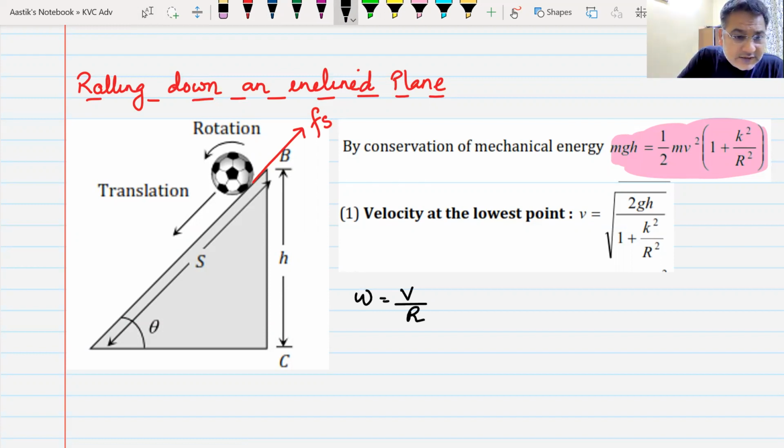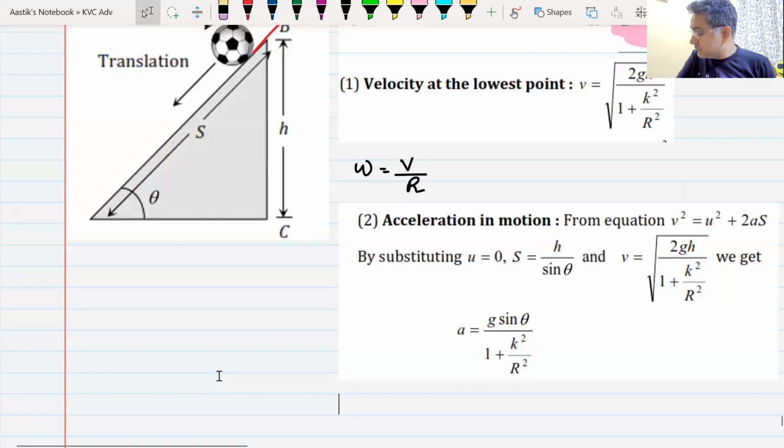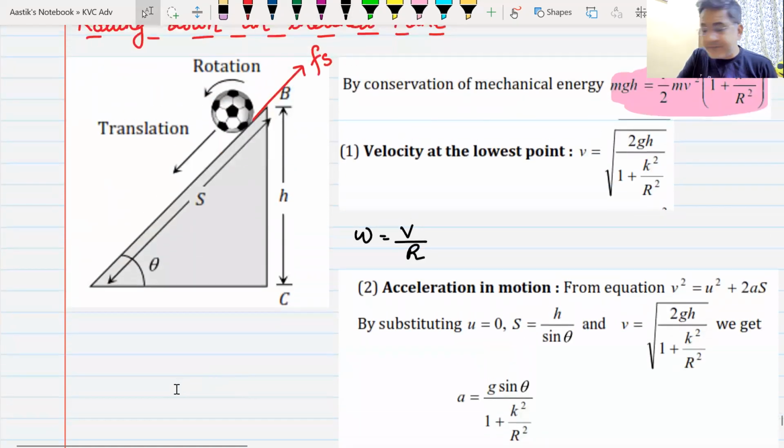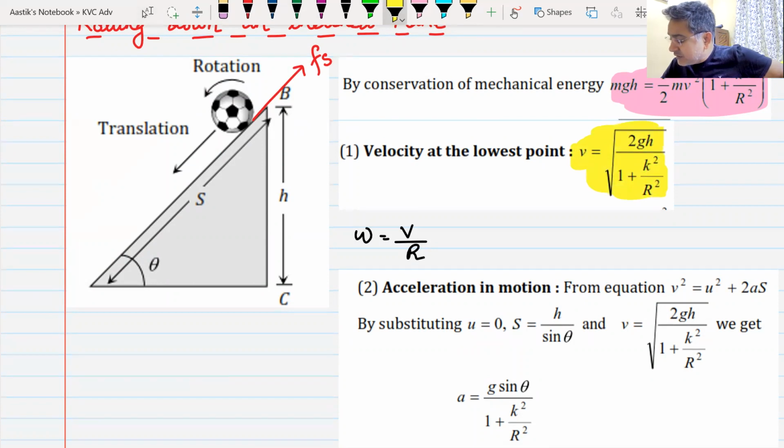Yes, sir. Then they might ask you the acceleration with which it reaches the ground. I hope you have drawn the diagram. This is the acceleration with which it reaches the ground. This is a full proof of this. You don't have to remember the proof. What you have to remember is that the value of v is this, the value of omega is this, and the acceleration with which it reaches the ground is this.